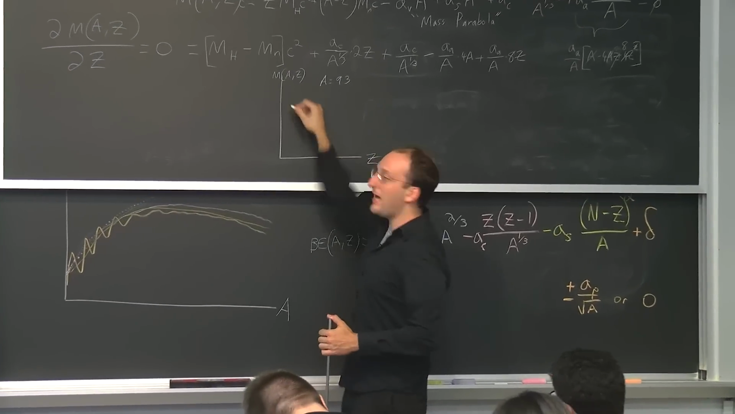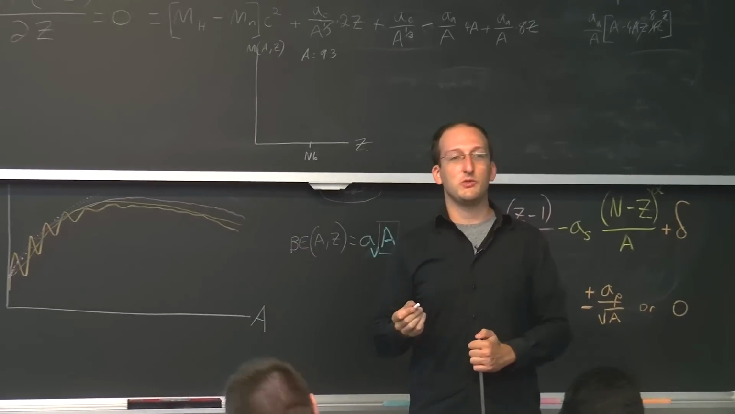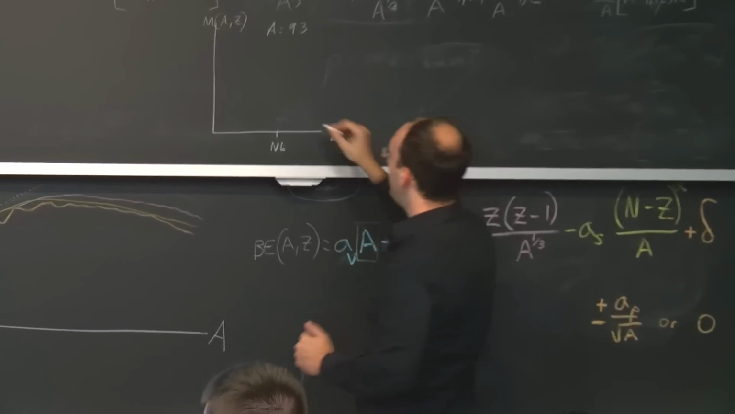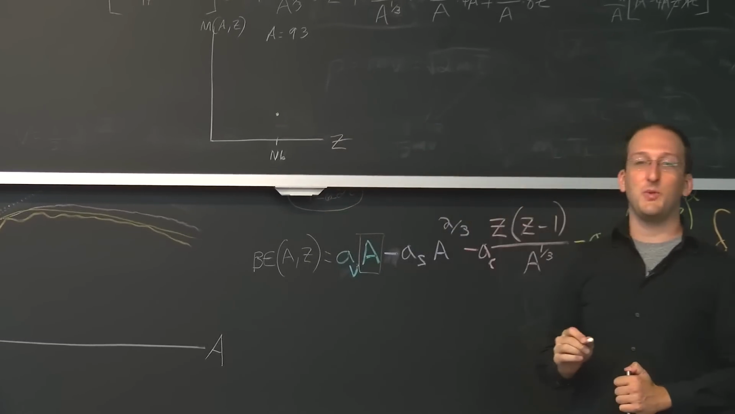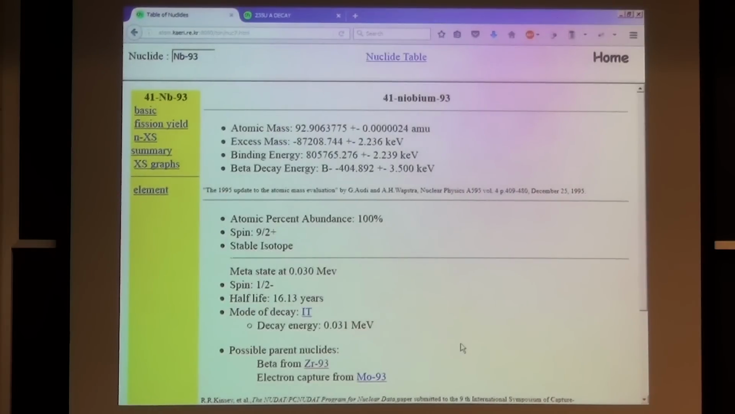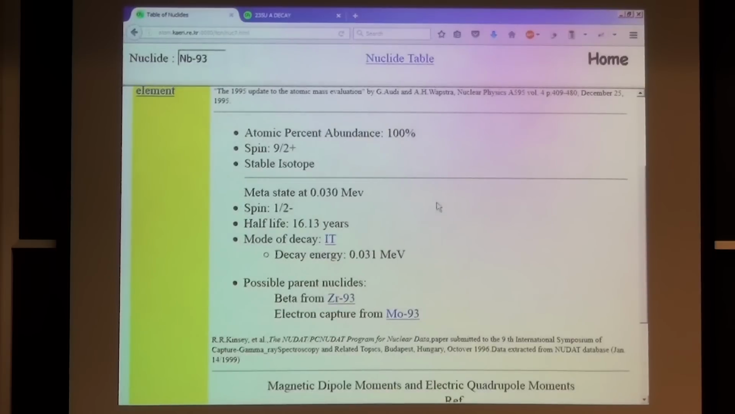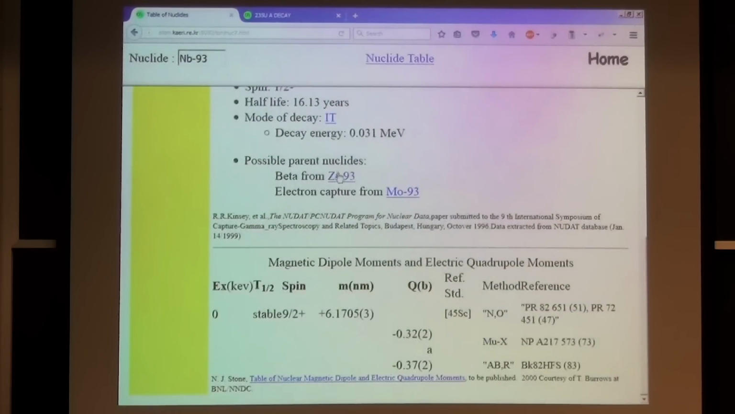I haven't given an actual scale to this because I just want to show you in relative terms. So let's say niobium is the stable one, so it's going to have the lowest actual mass, even though it's got an A number of 93. If you look here on the chart of nuclides, you can see it could have come from a couple of different places, either from zirconium 93 or from molybdenum 93.